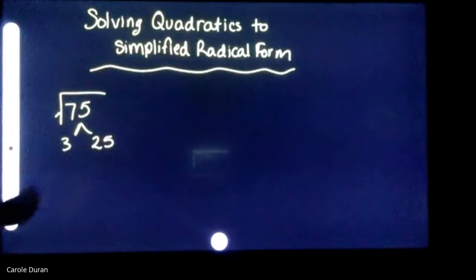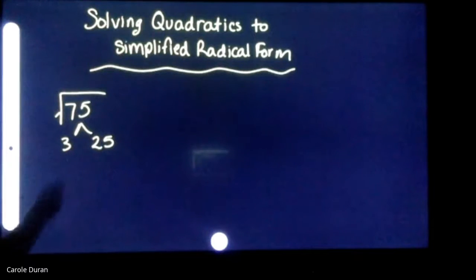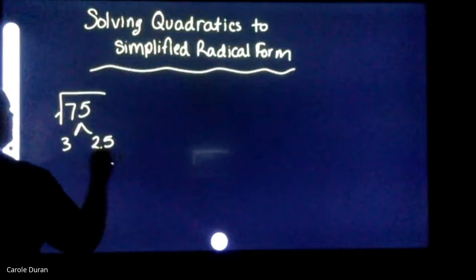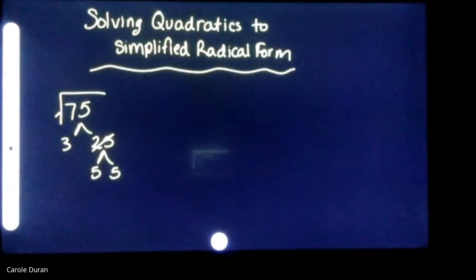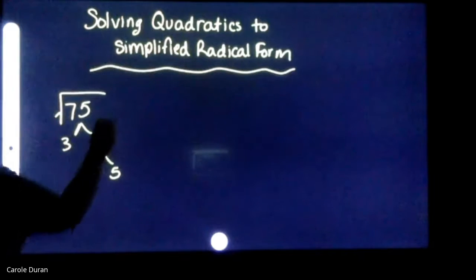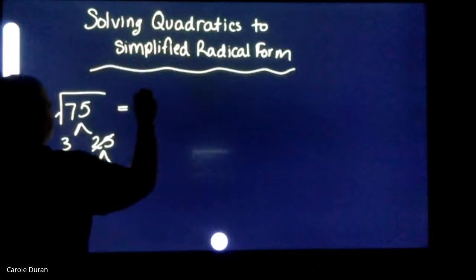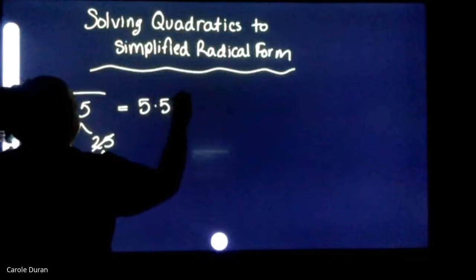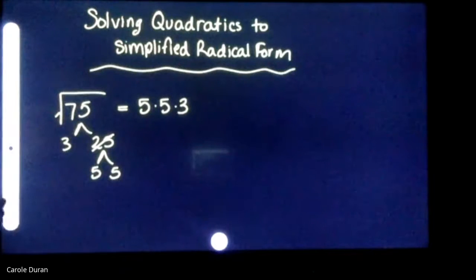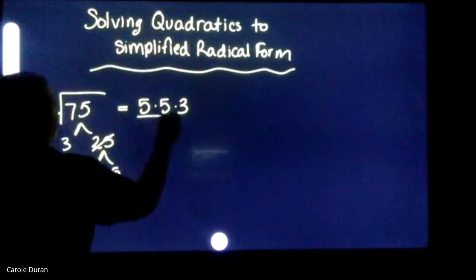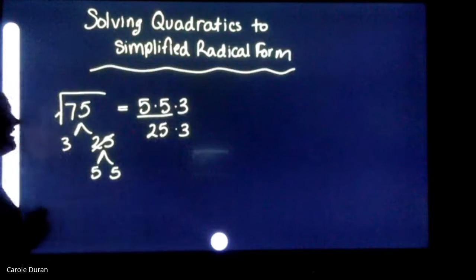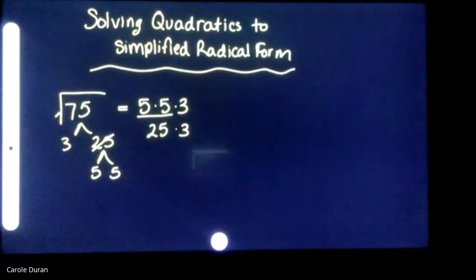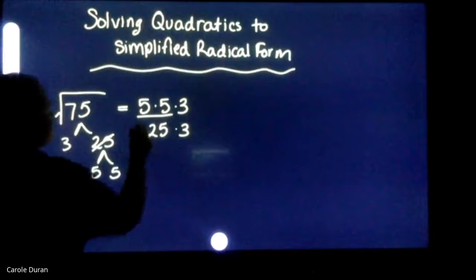3 is prime, so I don't have to break that one down any farther. However, 25 is not. 25 breaks down into 5 times 5, both of which are prime. So we're good to go there. So 75 is the same as 5 times 5 times 3. Again, we're only interested in identical pairs. So we put 5 and 5 together to get 25. The 3 just stays because I can't put it together with anything. I cannot reduce this anymore.